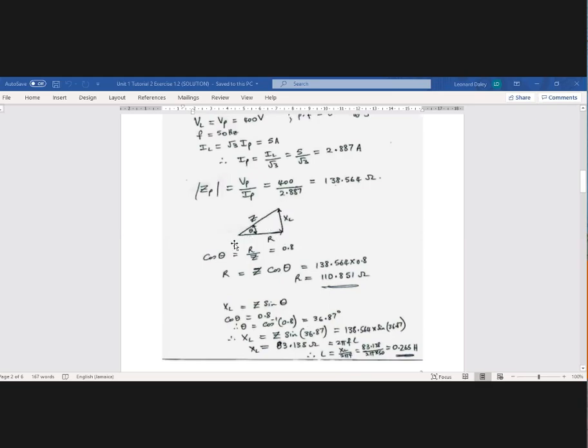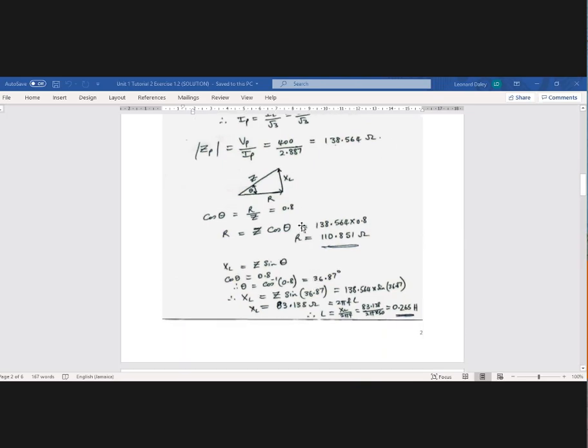All right. And then we use this impedance triangle. And we know that cos theta is equal to R over Z. We know cos theta is equal to 0.8. So R would be equal to Z cos theta. I think I gave it in the notes also. So cos theta is 0.8, so Z times 0.8 gives you the 110. All right, so this is another way of doing it.